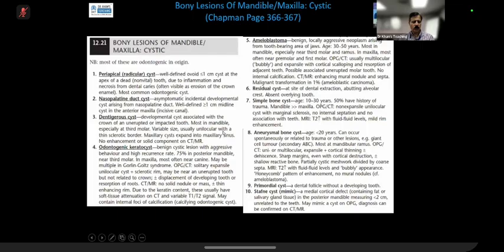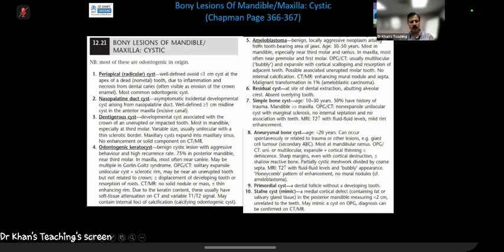Variable size, usually unilocular with thin sclerotic margin. Maxillary cyst expands into the maxillary sinus. No enhancement or solid component. No enhancement or solid component is important for you to remember, because at times, this tumor, which is known as ameloblastoma, can also be associated with an unerupted tooth.